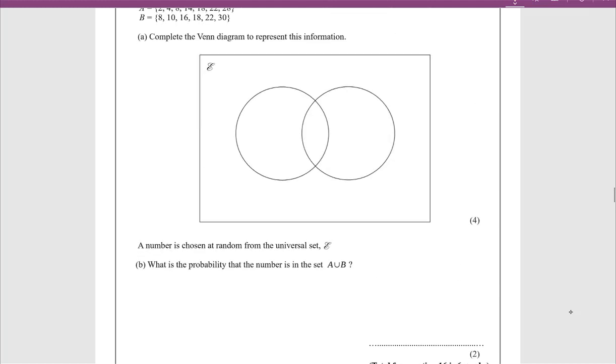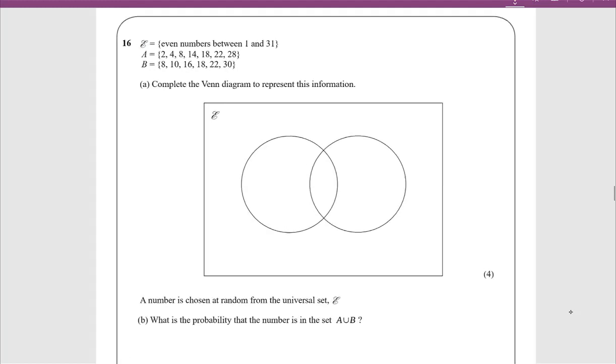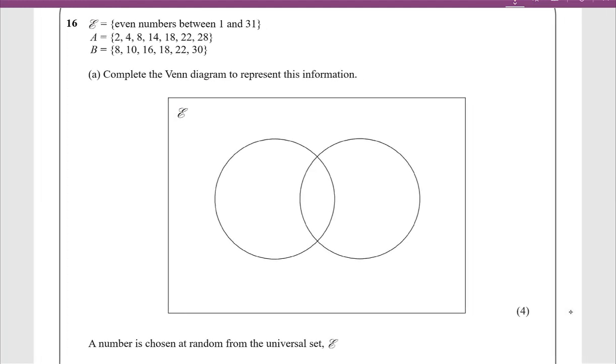Let's go to question number 16. Oh, Venn diagrams, one of my favorite questions. Now, this is universal set. So we got a universal set. Even numbers between 1 and 30. A is 2, 4, 8, 14, 18, 22, and 28. B is 8, 10, 16, 18, 22, and 30. Complete the Venn diagram to present this information.